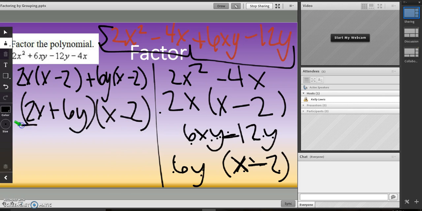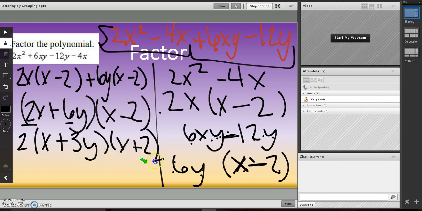But remember, sometimes you're going to be able to take out an extra greatest common factor. So 2 and 6 are both even. So now I just have x plus 6 divided by 2 is 3. There you go.